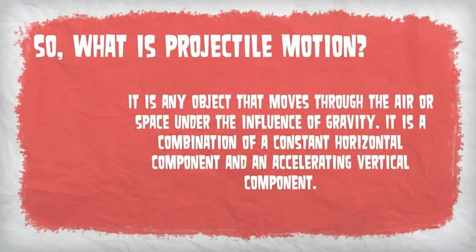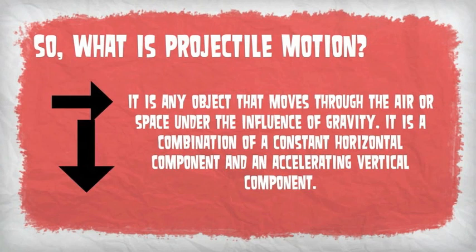So what is projectile motion? Projectile motion is an object that moves through the air or space under the influence of gravity. It is a combination of constant horizontal component and an accelerating vertical component.